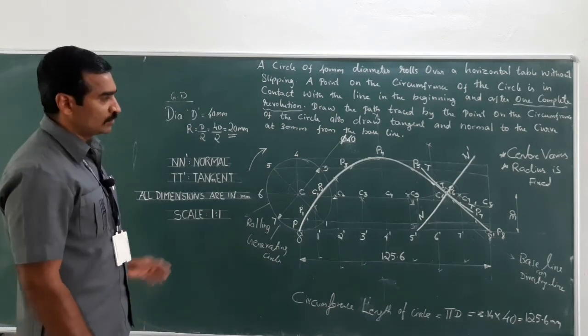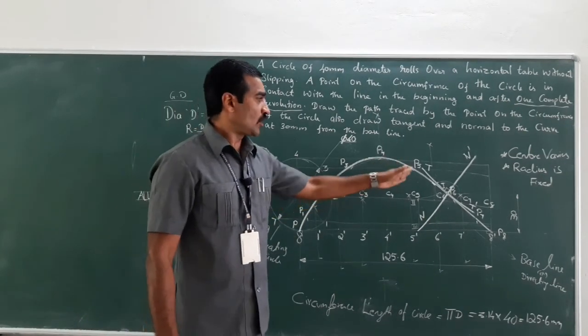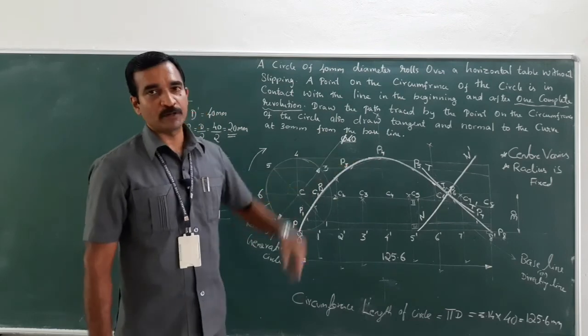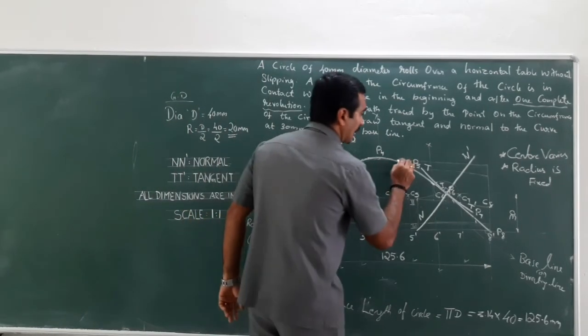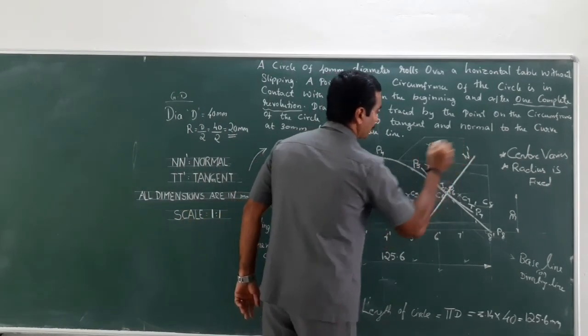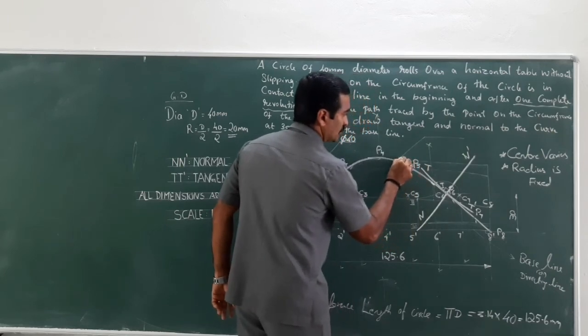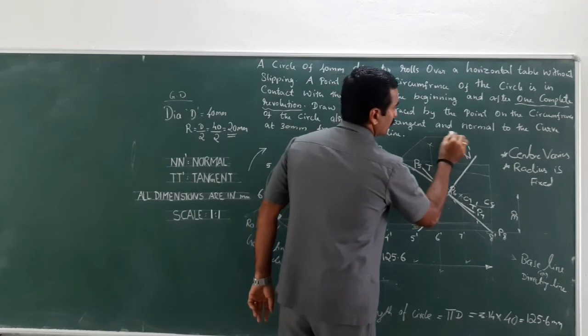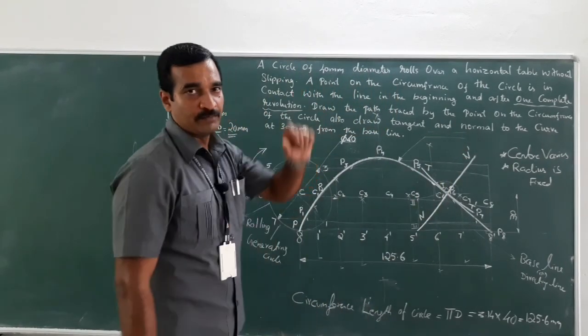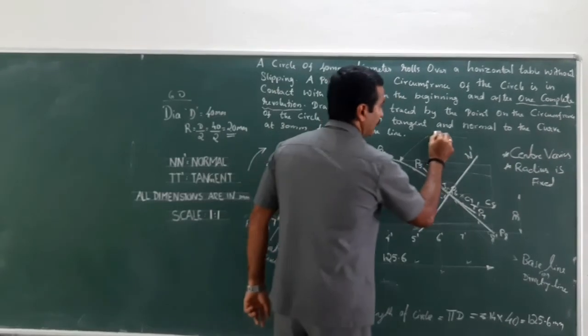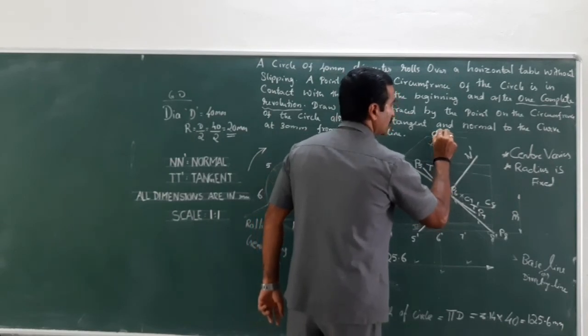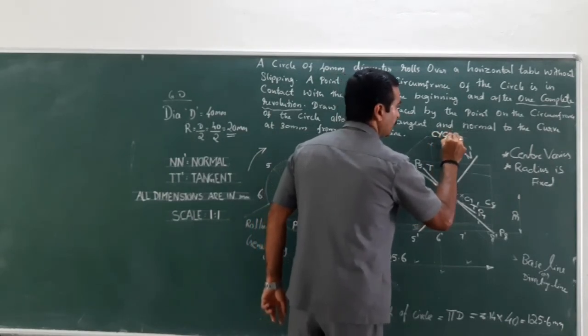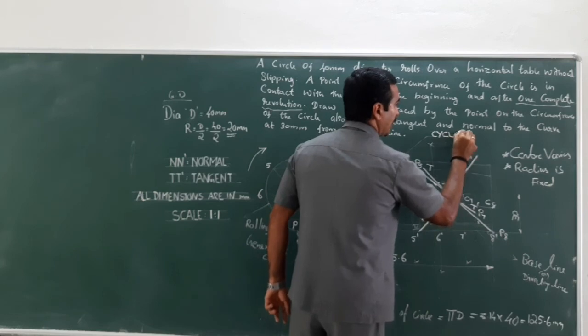Fine. So, now the profile which I drew here, what is the name of this profile? So, draw a leader line. To specify it, draw a leader line, and over this guideline of 5 mm thick. So, now I am mentioning here cycloid, CYCLOID, cycloid.